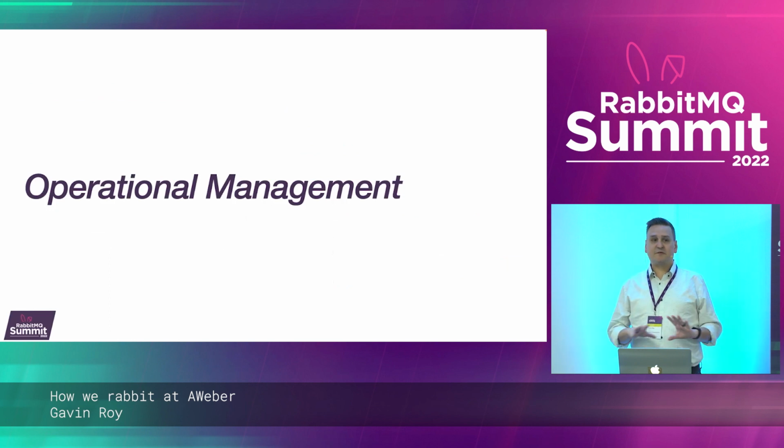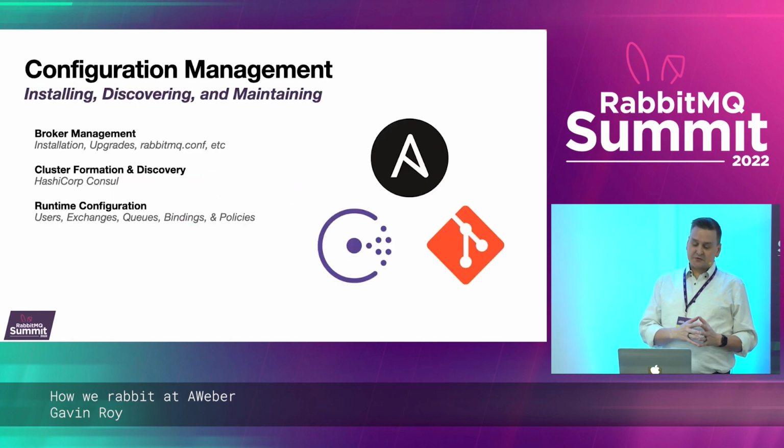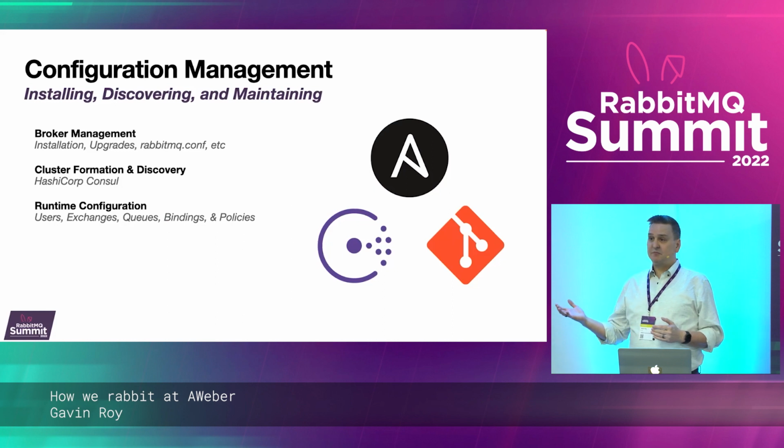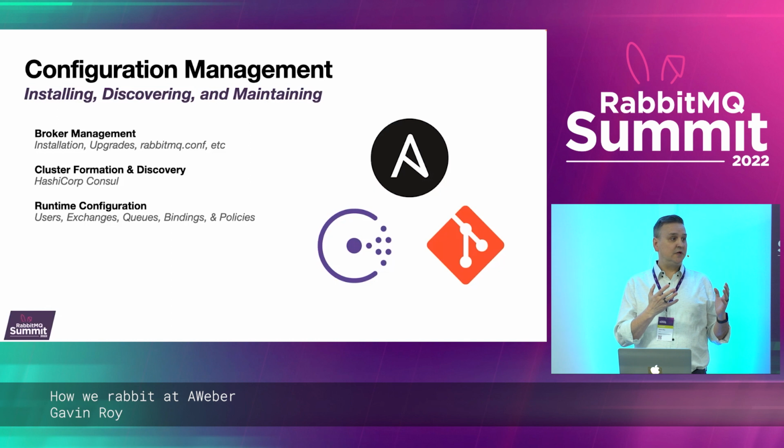So moving on from application architecture into operational management, I'm going to talk about how we set up and manage our RabbitMQ clusters, how we monitor them, and that sort of thing. So the first aspect of this is configuration management. How do we go from no infrastructure at all to having a cluster deployed, configured, and managed?